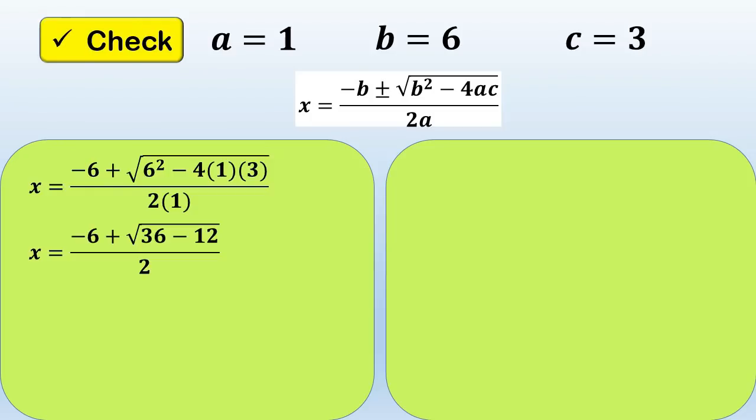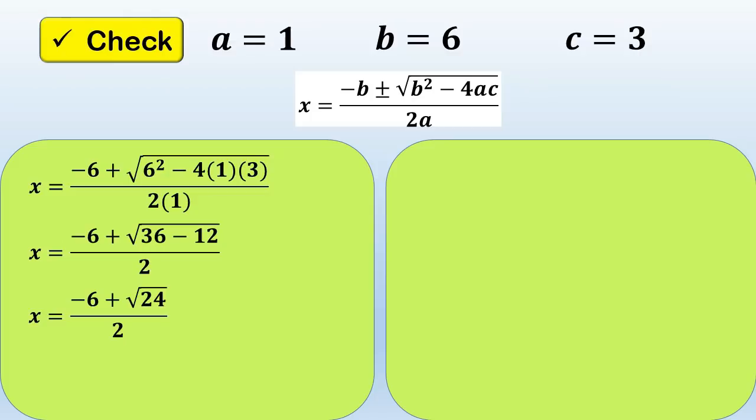So now, let's subtract the radicand. Copy negative 6. So x is equal to negative 6 plus square root of 36 minus 12. 36 minus 12 is equal to 24. And copy the denominator, which is 2. So we have here negative 6 plus square root of 24 over 2.